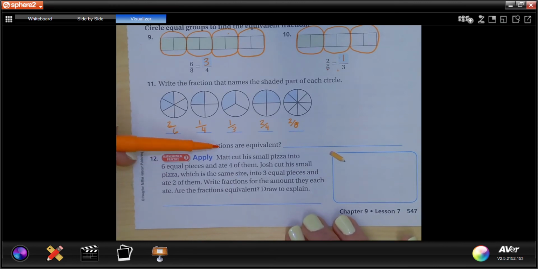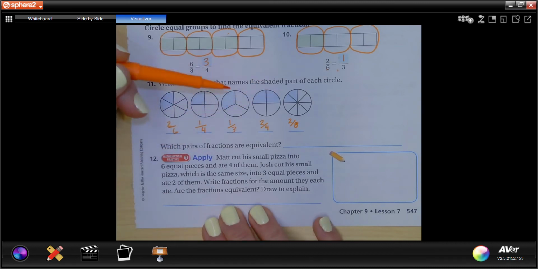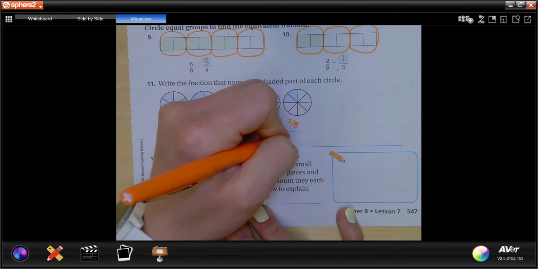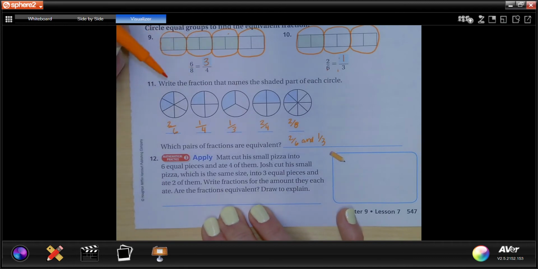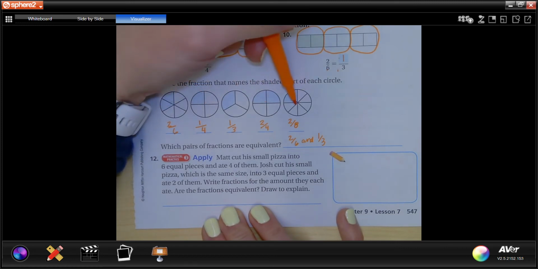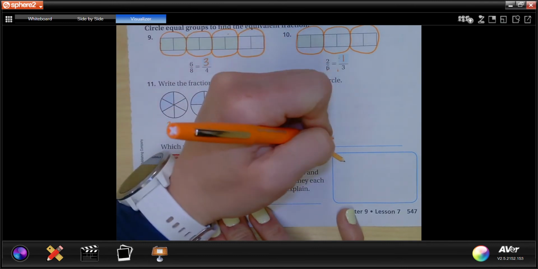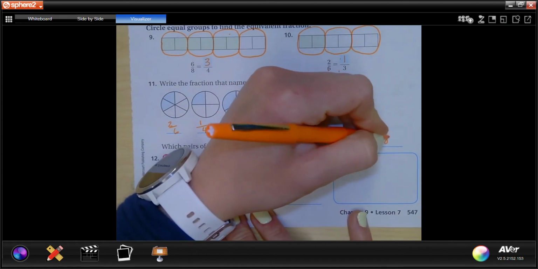Which pairs of fractions are equivalent? Is 2/6 the same as any of the others? It looks like 2/6 and 1/3 are the same. So 2/6 and 1/3. What else? 1/4. Is that equivalent to 1/3? No. Is it equivalent to 2/4? No. Is it equivalent to 2/8? Does this look the same as this? Yes. So 1/4 and 2/8.